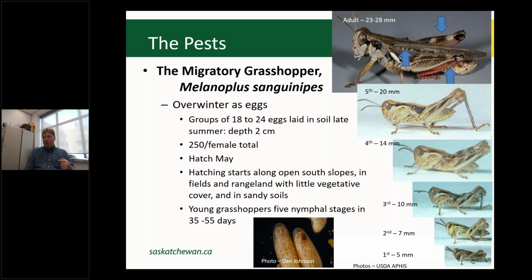They do overwinter as eggs. All of our pest species overwinter as eggs. So typically groups of 18 to 24 eggs are laid in soil in late summer, relatively shallow, about 2 centimeters. And it's thought that snow cover can have a profound effect on protecting these animals from harsh winter conditions.